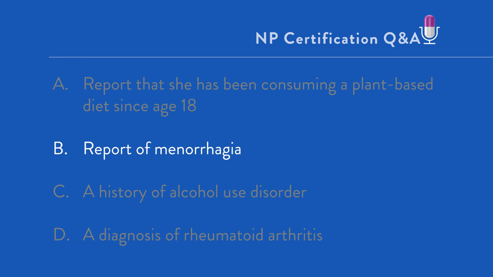C, a history of alcohol use disorder. This is incorrect. Heavy alcohol use, classified as 3 or more drinks per day for a woman, 5 or more drinks a day for a man, can result in mild macrocytosis, usually without anemia, and usually the RDW is normal. A drink, if you'll recall, is quantified as 1.5 ounces of hard liquor, like whiskey, vodka, something like that, 5 ounces of wine, or 12 ounces of beer.